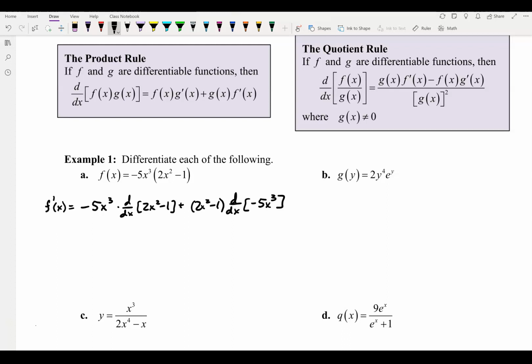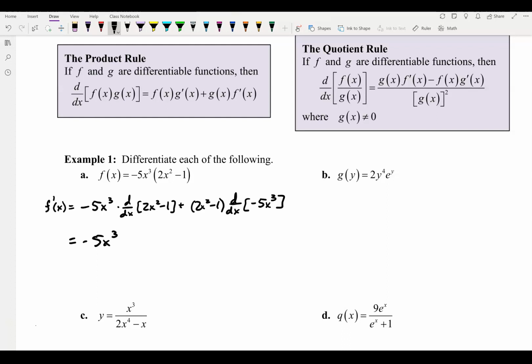Now I haven't actually taken any derivatives, I've just written out the product rule, okay? And you can see it, first function here, right? Derivative of the second function there, second function there, and then the derivative of the first function right there. So anyway, that's the idea. And now we'll actually take some derivatives. So we have negative 5x to the third.